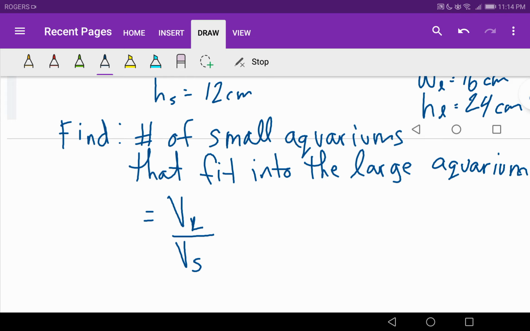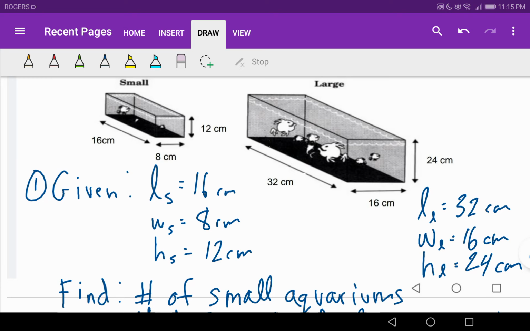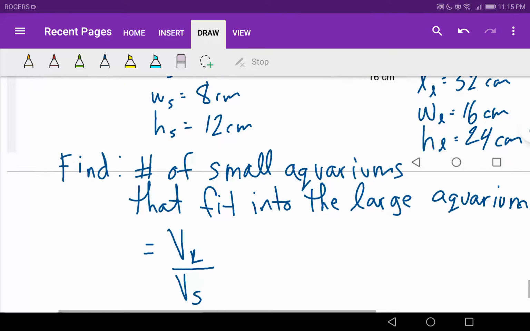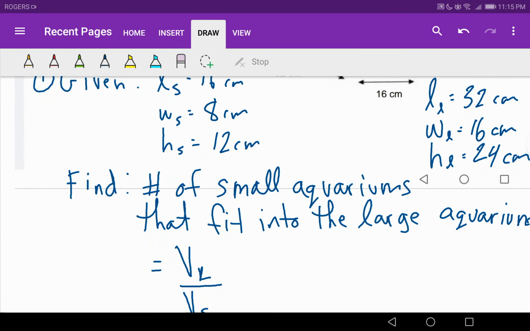I can't stress enough how important it is that you follow this problem-solving model. So make your estimate. And actually, we didn't do an estimate here. Let's do an estimate. Just looking at the picture, how many small aquariums do you think will fit into the large one? I'm going to go with 4. I think 4. So I'm going to estimate just from the image. So I'll find a place here to put my estimate.